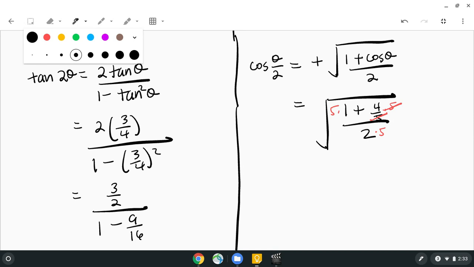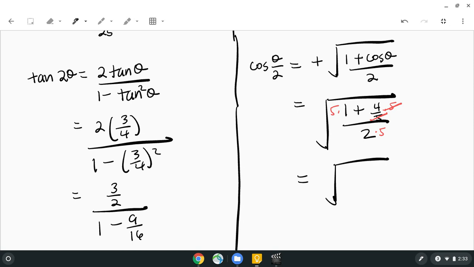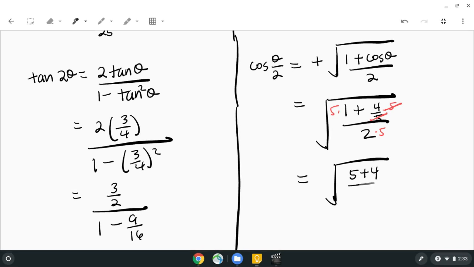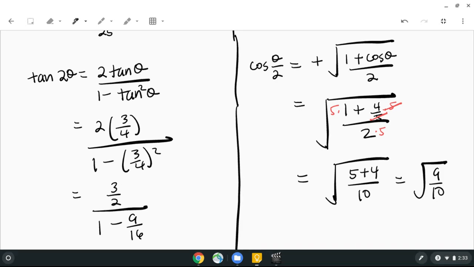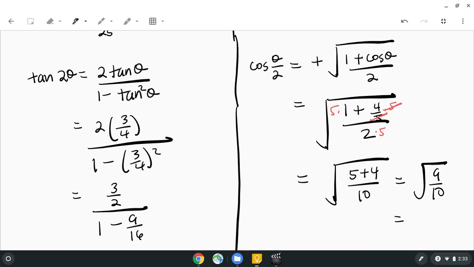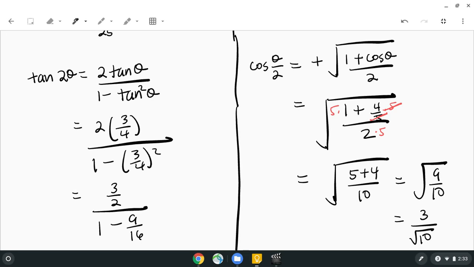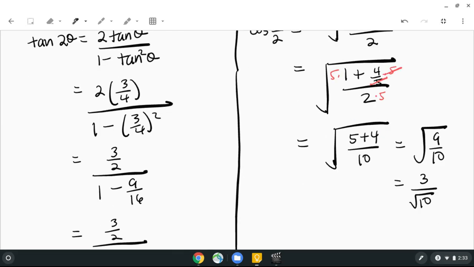All right, so then that leaves me with square root of 5 plus 4 all over 10. So that leaves me with square root of 9 over 10. Okay. You could simplify that. Square root of 9 is 3, right? And then just leave the square root over the 10. Okay, not sure what WebAssign is going to ask you for.